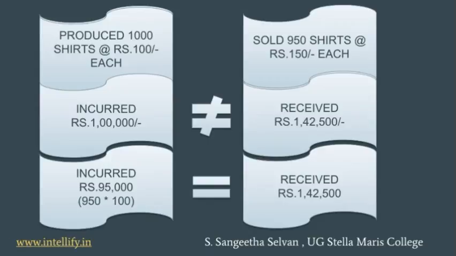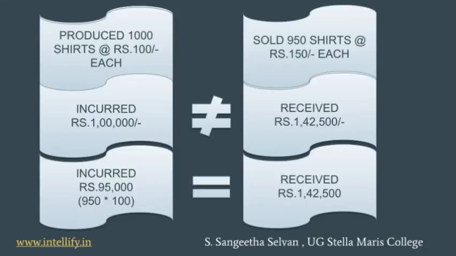Previously, you had recorded the expense for 1000 shirts and revenue for 950 shirts. It is not matching. See, if you cook for 10 people, 10 people should eat. You can't say that I cooked for 10 people and 20 people will eat, or I cooked for 10 people and only 5 people are eating. No, it is not matched. And you can't say that I cooked for 10 people, only 5 people ate, 5 people's portion of food is leftover, it is a waste.